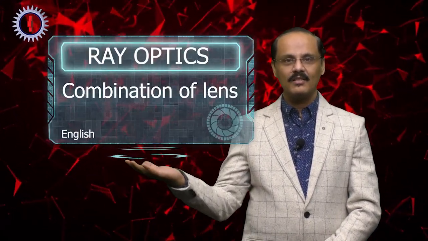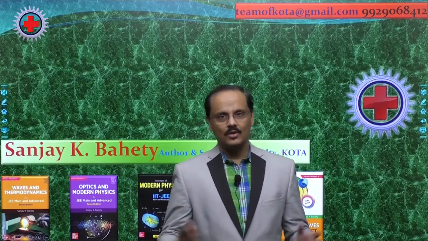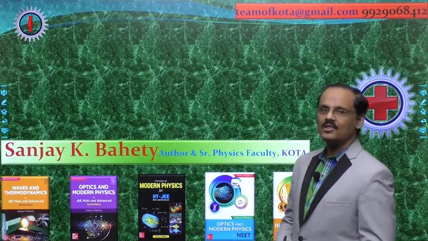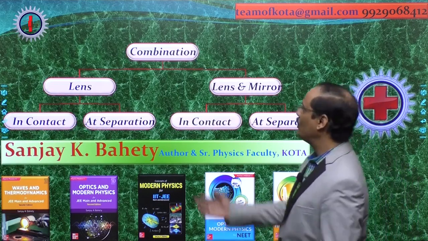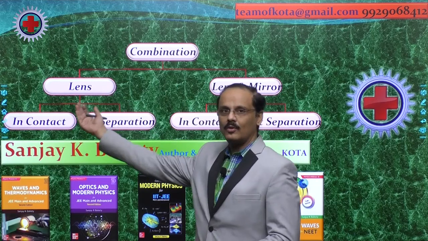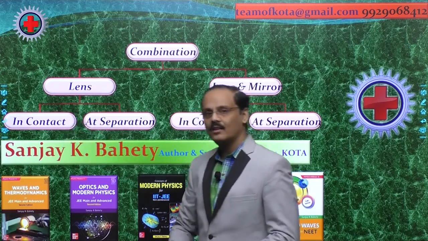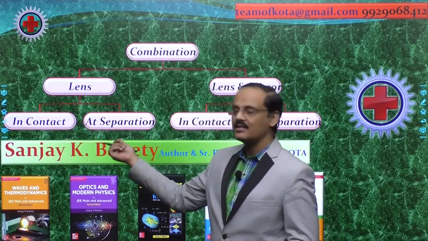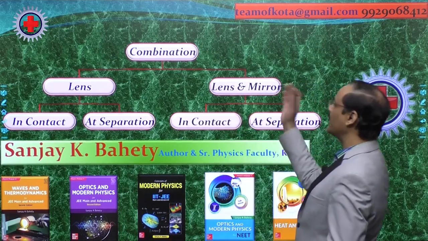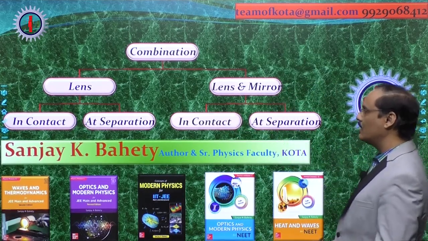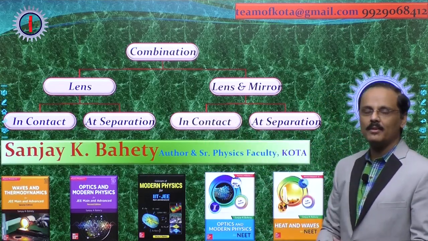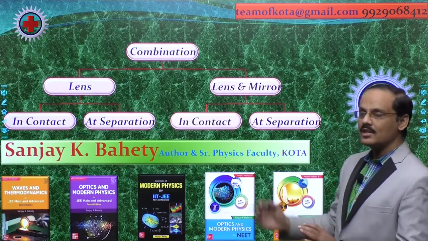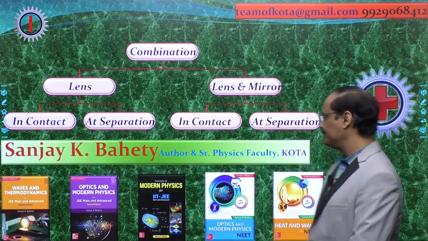Hello students, today we are going to discuss, let's begin. So today we are going to start combination of lens and mirror. So what we are going to discuss, let us see. We will first be getting combination of lens, we will first be putting lenses in contact and then we will be putting lenses at some separation, and then we will be having combination of lens and mirror, then we will be putting lens and mirror in contact and then we will be keeping them at some separation. So this is what we are going to learn today.